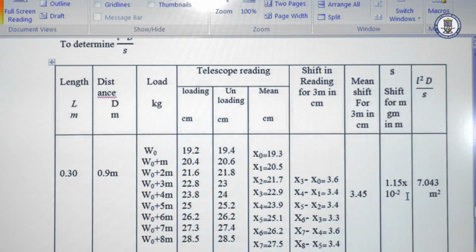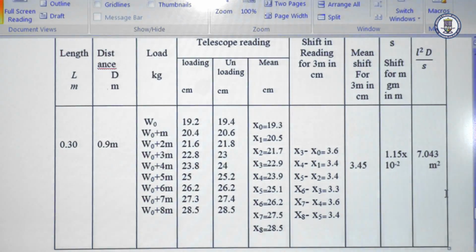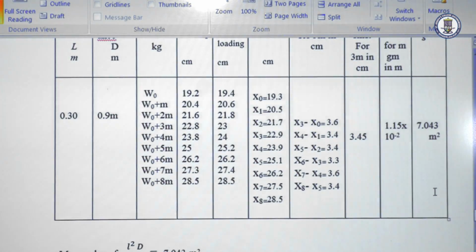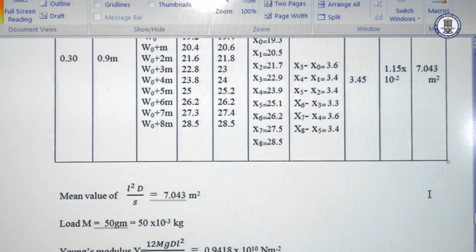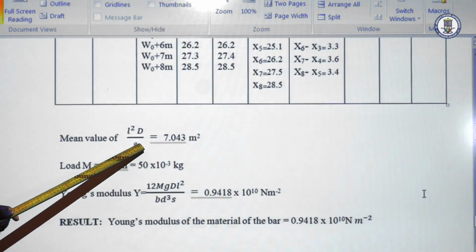Now in meter we write that as 1.15 into 10 to the power of minus 2 meter. Now we determine the value of L squared d by S, that is 0.3 squared into d 0.9 divided by 1.15 into 10 to the power of minus 2, and we obtain 7.043 meter squared. That is the value of L squared d by S. Here we determine the value of L squared d by S only once, it is not repeated. So this is the mean value of L squared d by S.